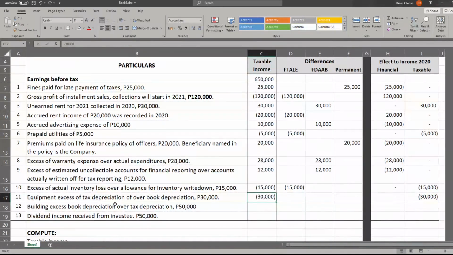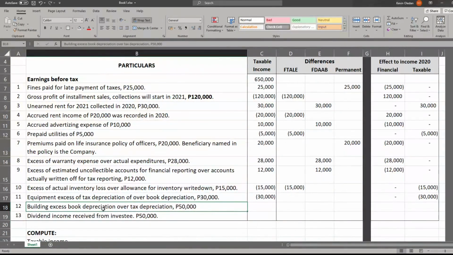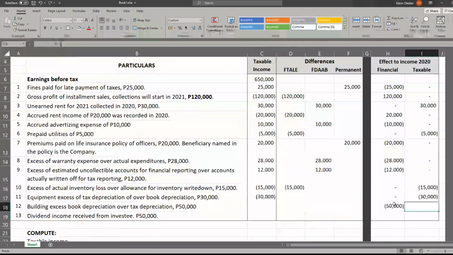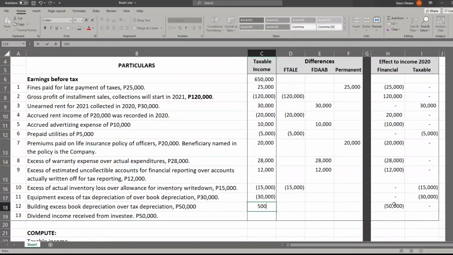Kabaliktaran naman po si number 12 kasi building excess book depreciation. Ibig sabihin, in your financial accounting, mas mataas po ang nadidak mo na depreciation. Magkano ang mas mataas na nadidak mo? 50,000. Okay? Mas mataas ang nadidak mo na depreciation kaysa sa allowable ng BIR. That means, kailangan mo siya i-add back in terms of taxation.